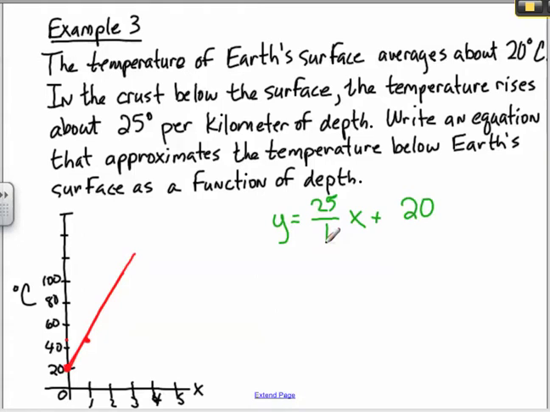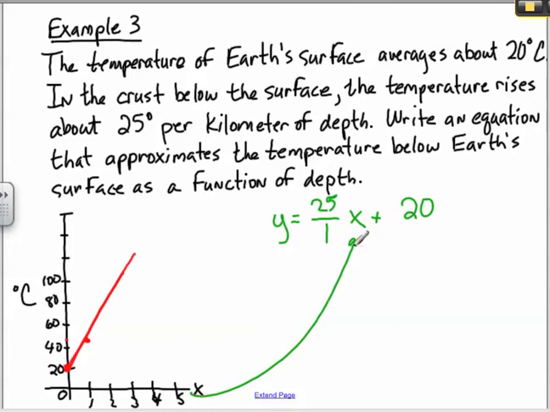So for instance, if I was 5 kilometers below the surface, right, I would take that x, that 5, and I would plug it in right here. And it would be 5 times 25 is 125 degrees, plus 20 would be 140 degrees. That would be the temperature at 5 kilometers below the surface.